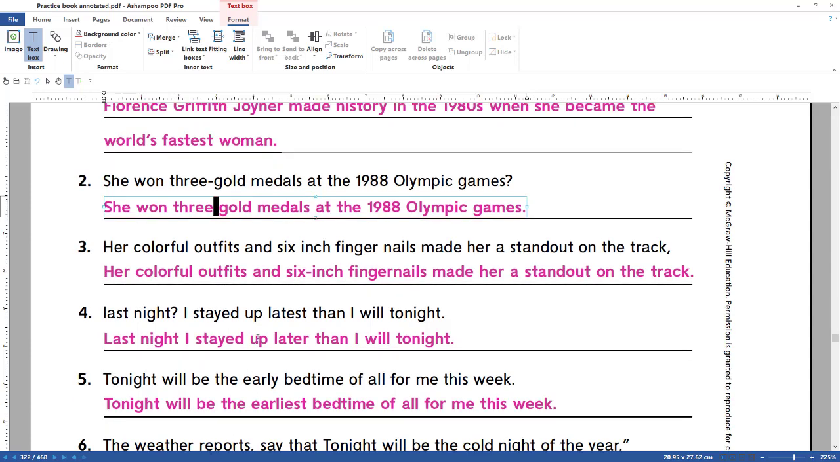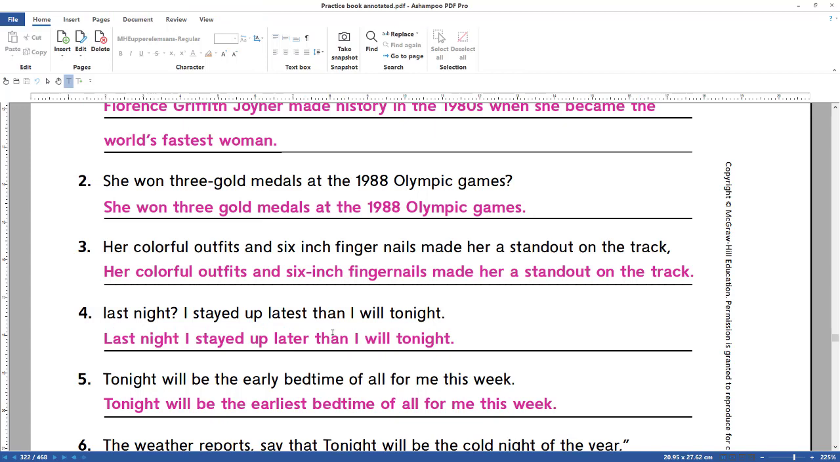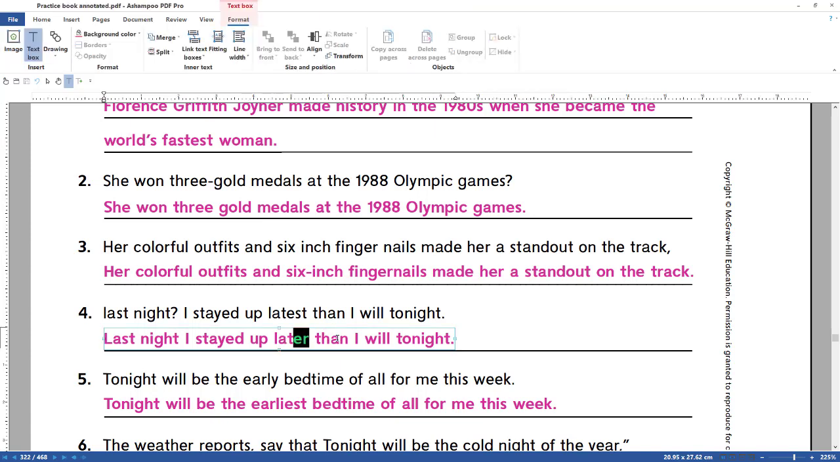Number 4, what's the mistake here? Latest than I will tonight. When you see than, guys, this is a tool for the comparative adjectives. So before it, we have to put the ER to compare between 2 things. So instead of EST, we have to make it later than I will tonight. So he is comparing how many hours he stayed up last night and tonight. So comparing between 2 things, that's why we have to use comparative adjectives. ER, not EST. Later than I will tonight.